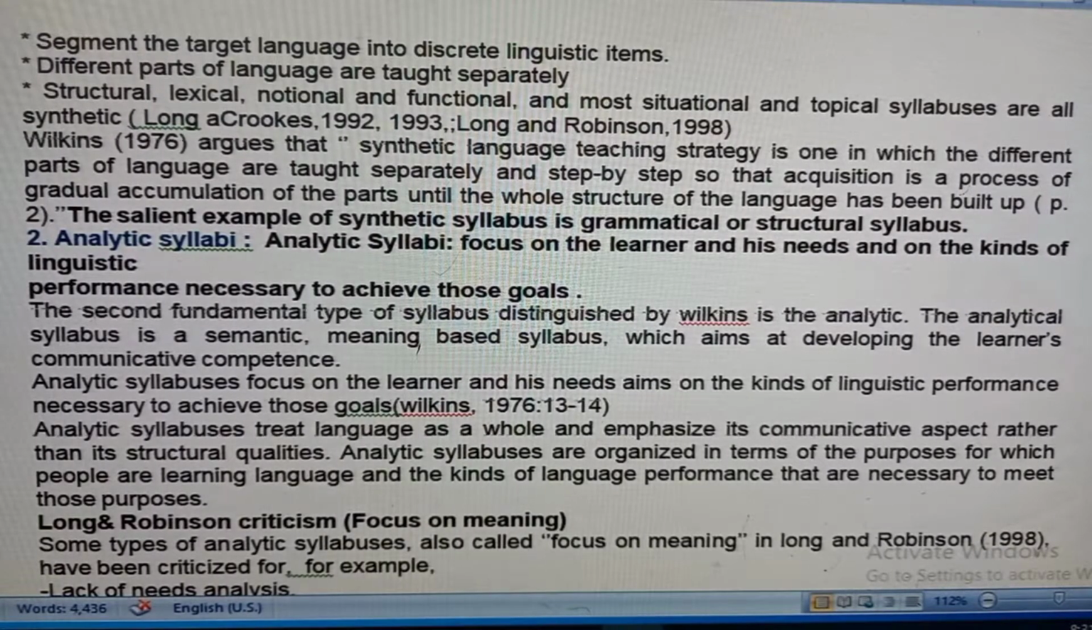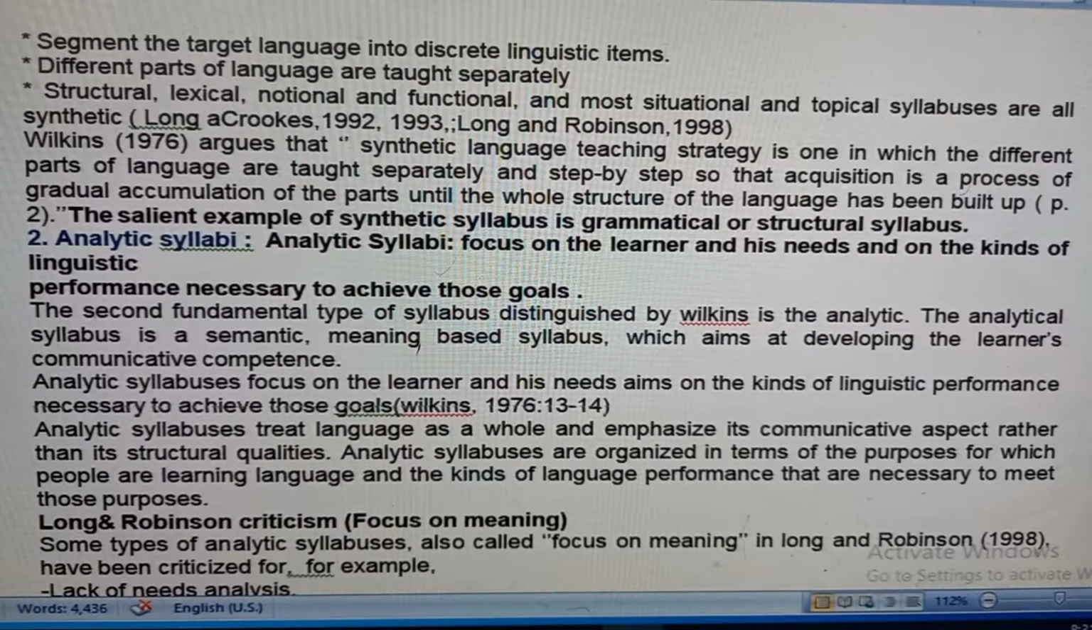Analytic syllabi. Analytic syllabi focus on the learner and his needs and on the kinds of linguistic performance necessary to achieve those goals.